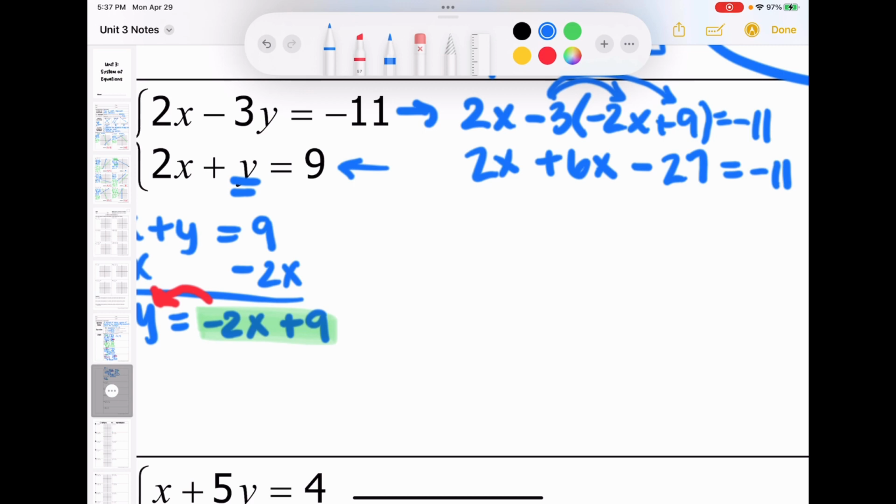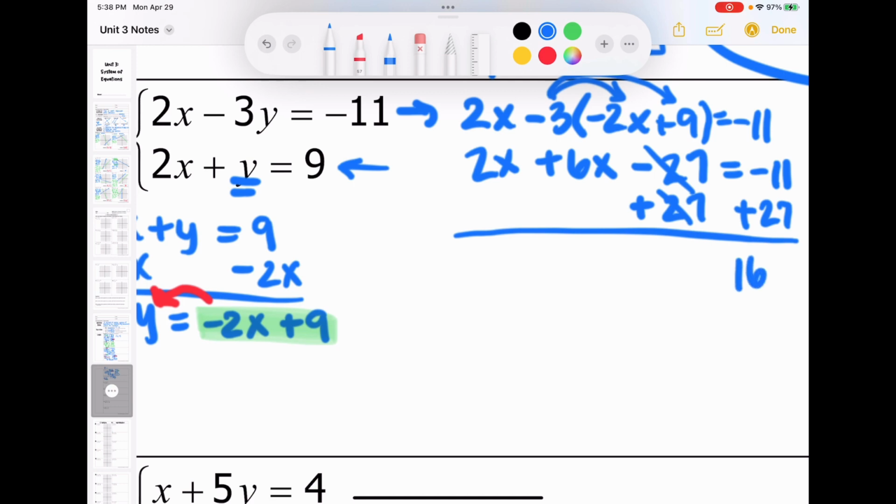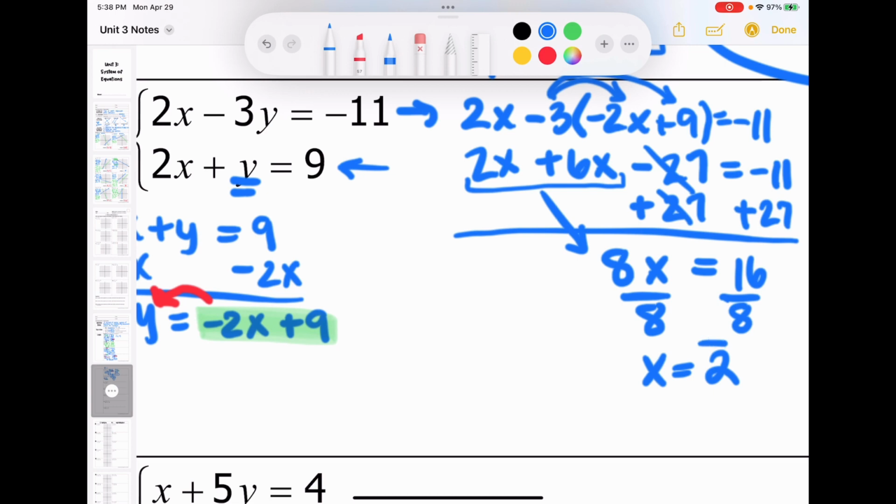All right, we want to get all of our regular numbers to the right and all of our letters to the left. So I need to move that negative 27 to the other side. So I'm going to add 27 to both sides. So that is going to give me 16, and then I can actually combine 2x and 6x, and that will give me 8x. So now our last step to solve for x is to divide both sides by 8. So x is going to equal a positive 2.